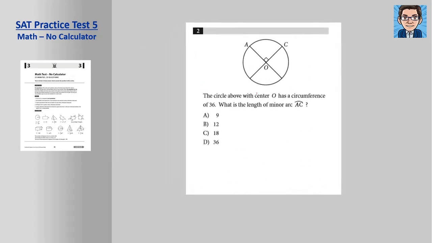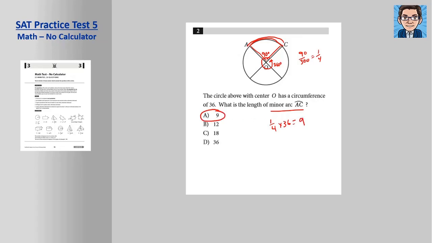In this problem, we're looking for minor arc AC, which is right here. We know that the circumference is 36, so all the way around the circle is 36. And we know that this is 90 degrees. All the way around a circle, the internal angle is going to be 360 degrees. So we've got 90 over 360, or 1/4. If we've got 1/4 of the internal angle, we're also going to have 1/4 of the circumference. So 1/4 of 36 gets us 9.